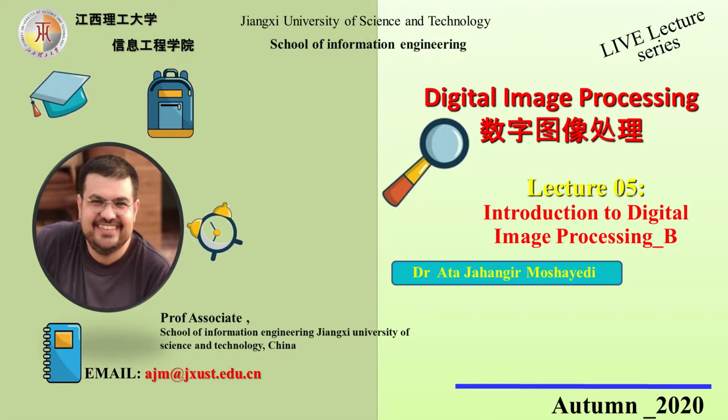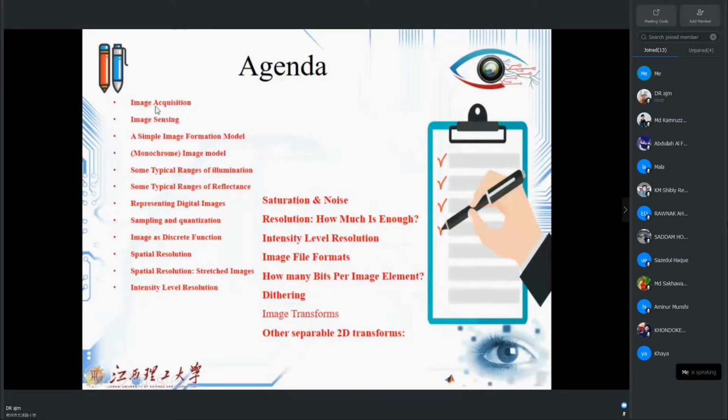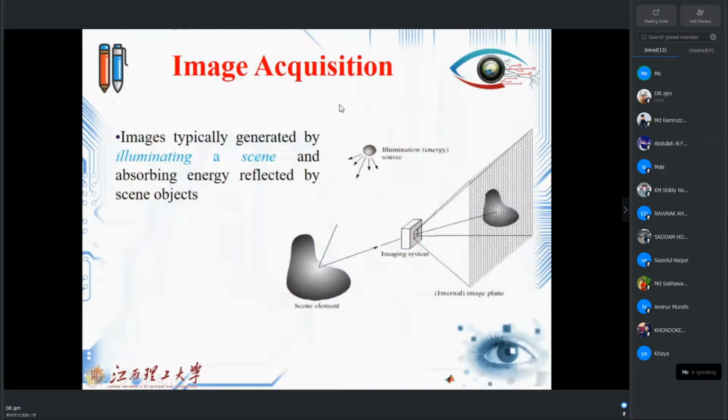I'm going to talk regarding image acquisition, image sensing, some simple image formation, image model, some typical range of illumination, some reflectance, and so many things that you can see here. Maybe I will put some part for the next lecture, but I will try to cover as much as we can today, due to the time restriction that we have.